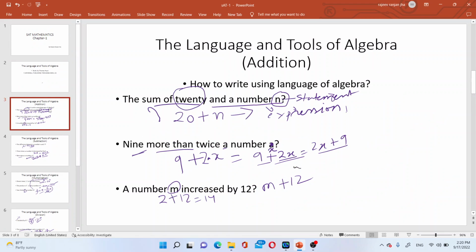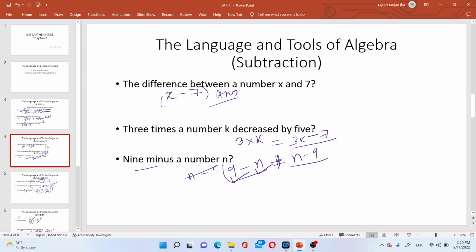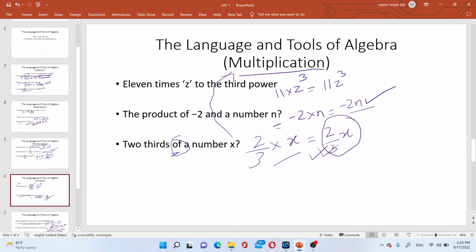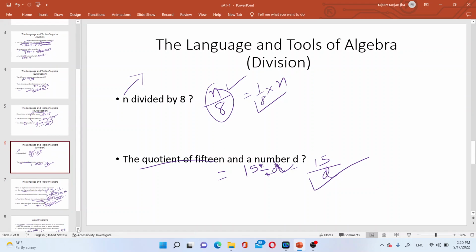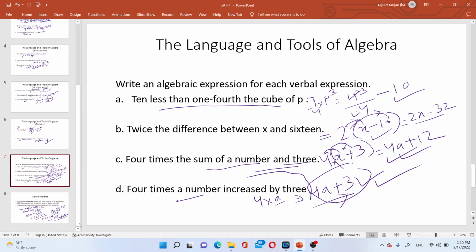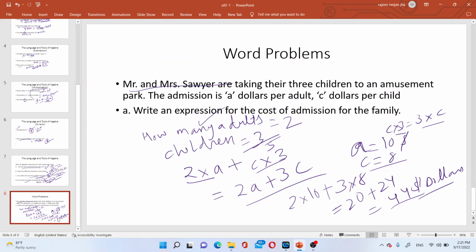So till the time, now we'll recap the whole of what we have learned in this beautiful chapter, the language and tools of algebra. First we did statements to algebraic expressions for addition, then for subtraction, then for multiplication, then for division, and then we did moderately harder cases, with multiplication plus addition, or two operations or three operations, and we have solved all these things.